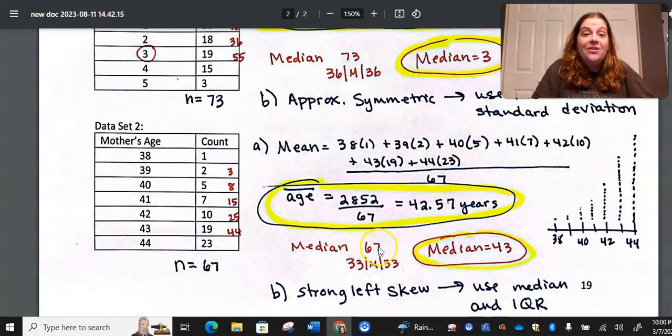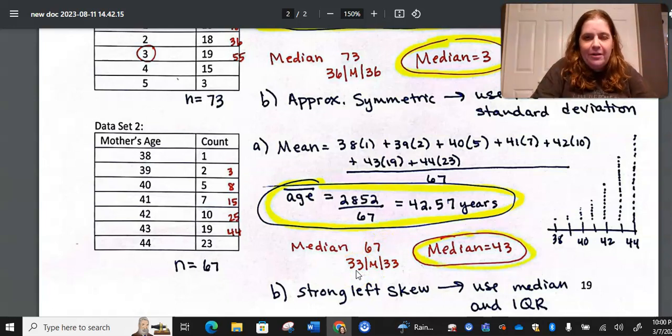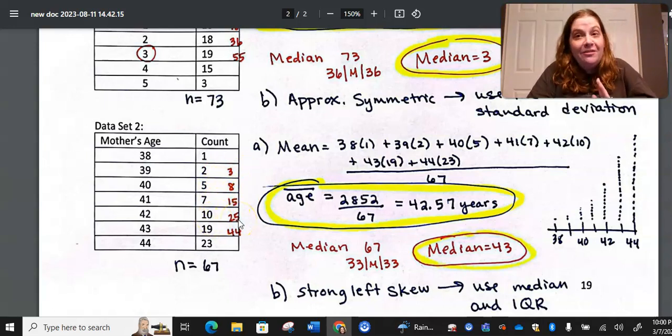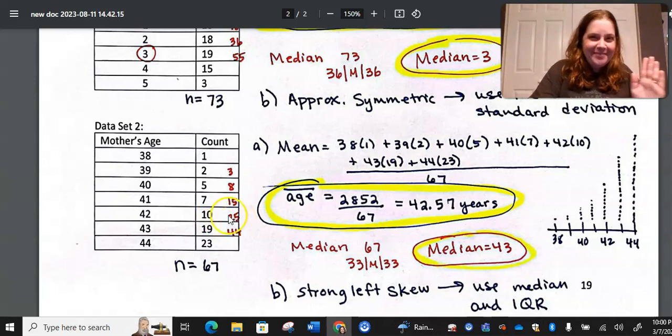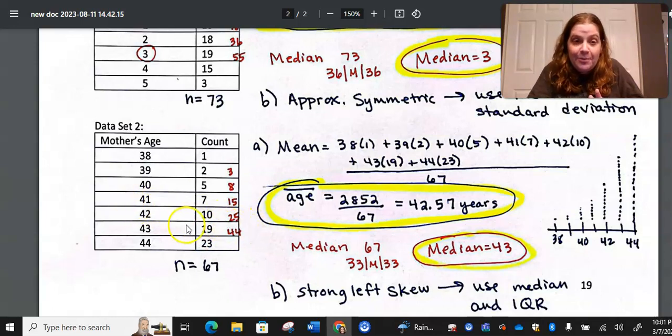Okay, for the median, 67 numbers, so half of that is like 33 and 33 is 66, and I want that 34th number. So I got 1 and 2, that puts me at 3 numbers, another 5 gives me 8, another 7 gives me 15, another 10 gives me 25. I'm looking for number 34. Okay, so the next pile has 19 in it, which means that would put me all the way up to 44. So I know that 42 was not quite there. I needed to get to that 34th number, which would be in that pile of 43s. So that would be my median in that case.